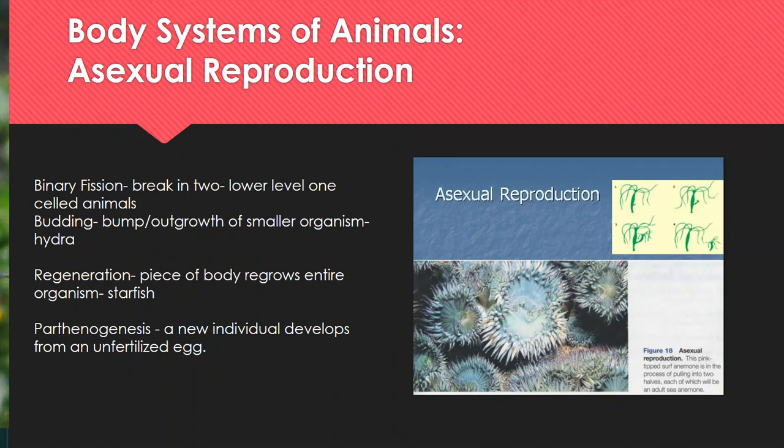Reproduction. Asexual reproduction can be done by binary fission, breaking into two; lower level one-celled animals usually do this. Budding is a bump outgrowth of a smaller organism. Regeneration is a piece of body regrows entire organism like a starfish. Parthenogenesis is a new individual develops from an unfertilized egg, and that does happen in the animal world.